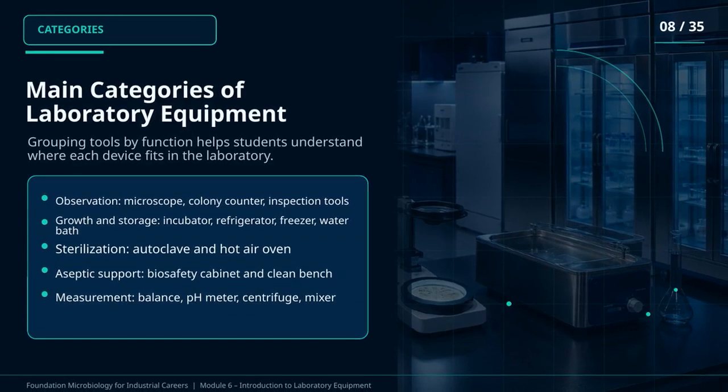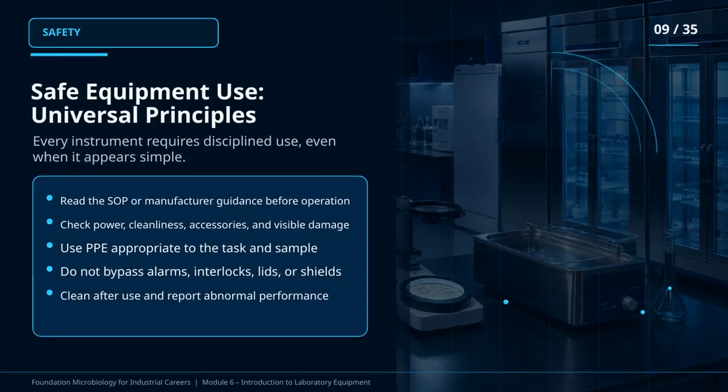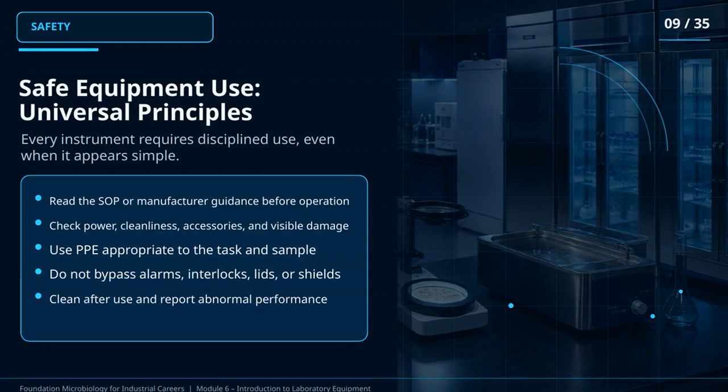Laboratory equipment can be grouped by function, including observation, growth and storage, sterilization, aseptic support, measurement, and liquid transfer tools. Thinking in equipment families helps analysts quickly connect each device with the task it is designed to perform. Every instrument requires disciplined use, even when it appears simple. Read the approved procedure, inspect the equipment before operation, use appropriate protective equipment, and report abnormal performance without delay.